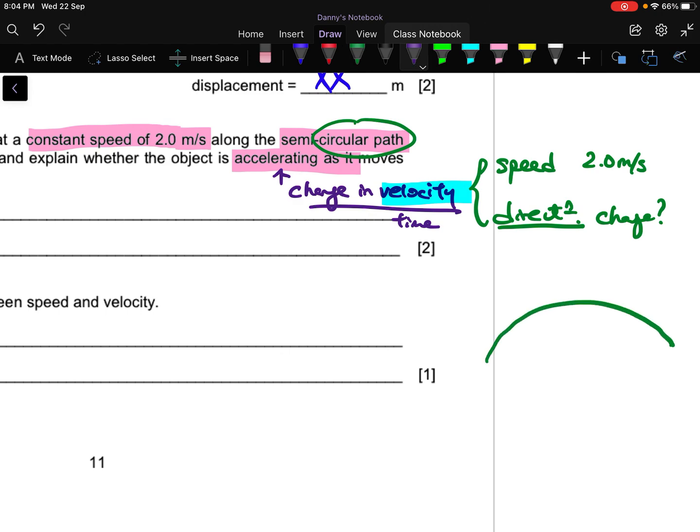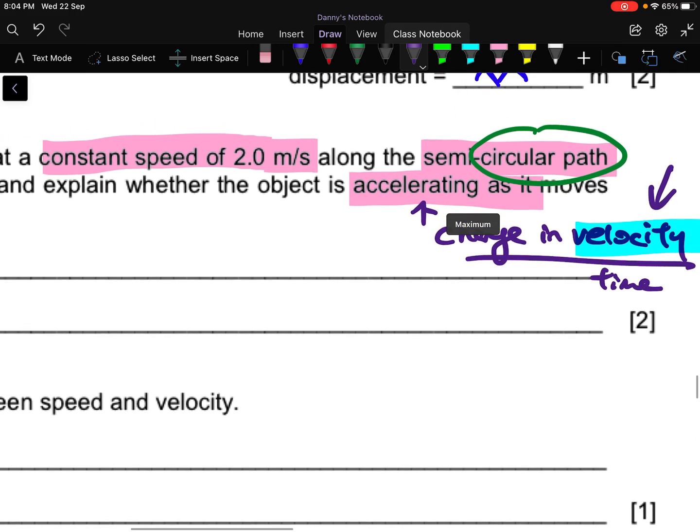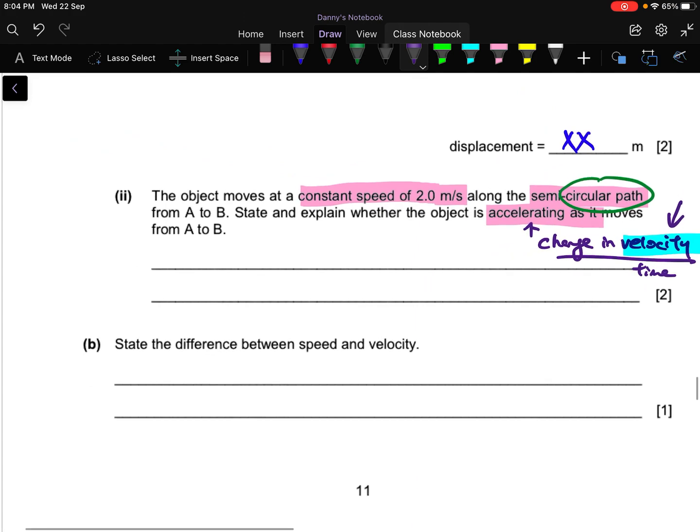So let's say you are on a circular path. First, your direction is like that. Then your direction is like this. Finally, your direction like that. So do you have a direction change? Yes, you have. And so if there is a directional change, that means your velocity is changing. So if your velocity is changing, it is accelerating. So as a result, the answer for this is yes.